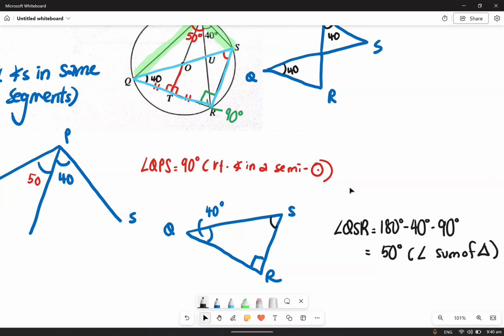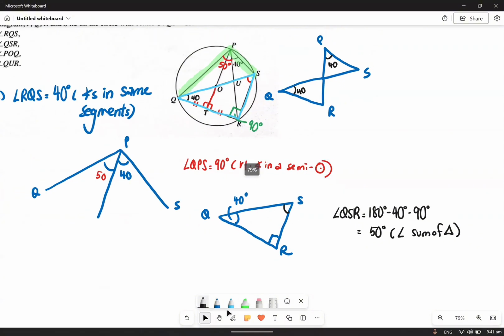Okay, one more time. Teacher Joseph is finding this one. If I know that this is 90, then this has to be 50. Why? Because 180 minus 90 minus 40 equals 50. Do you agree or disagree? Agree, yeah? Alright, that's all.